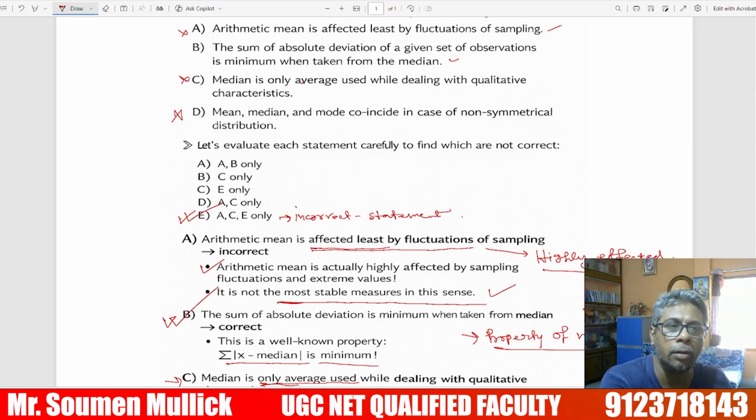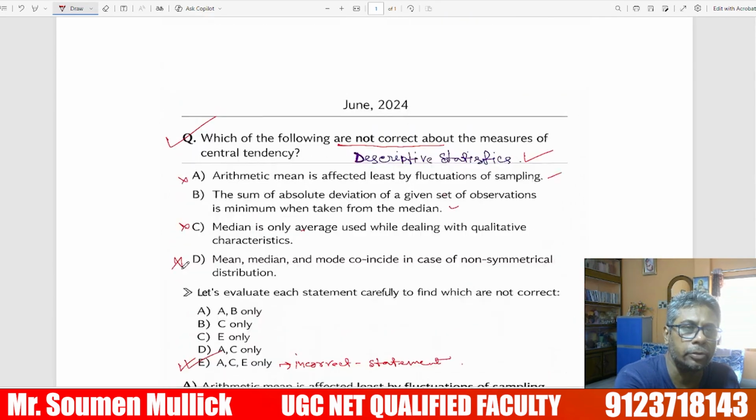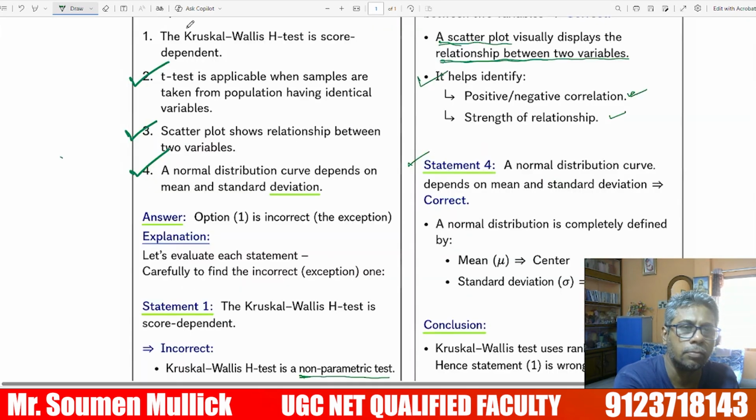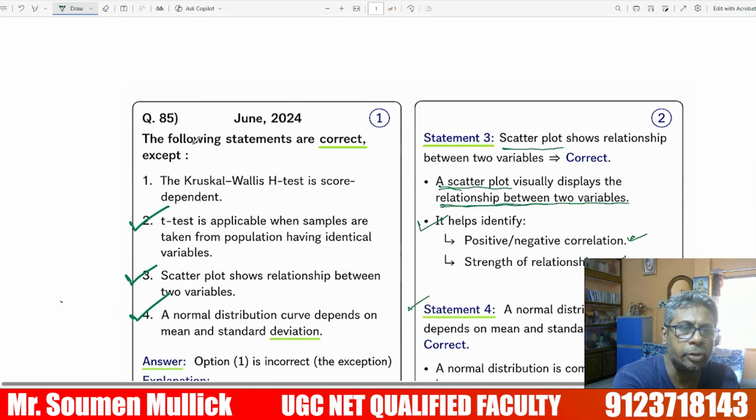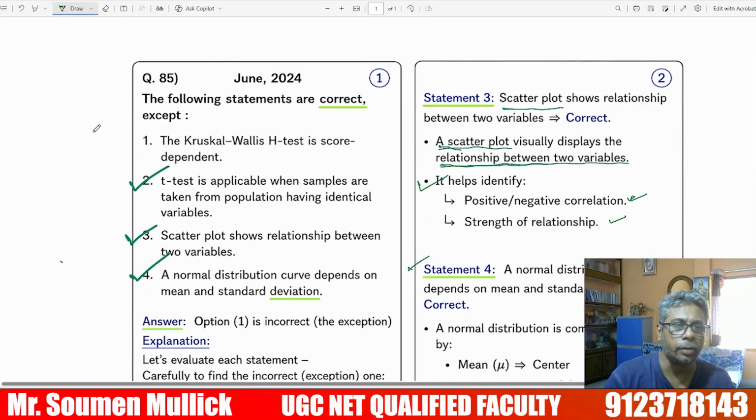So now we move on to our next question. Now we move on to the next question. Our next question is based on the following: the statements are correct, except the Kruskal-Wallis H test.